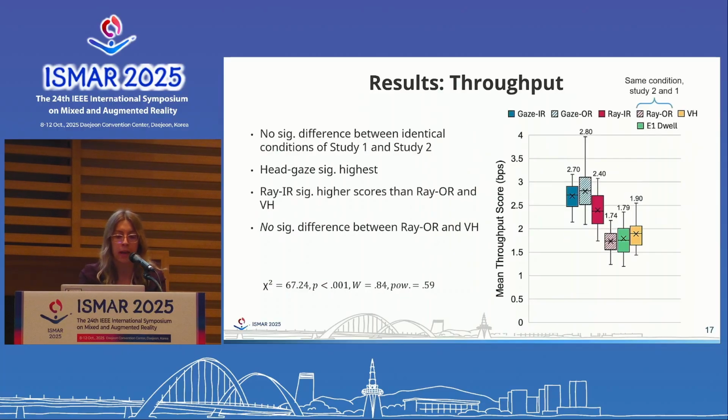The controller had average throughput scores ranging from 1.74 to 2.4 bits per second. Head gaze had the highest average throughput scores, but notably, ray casting with in-reach targets performed significantly better than ray casting with out-of-reach targets and the virtual hand technique. But no significant differences were found between the throughput scores of virtual hand and ray casting with out-of-reach targets.